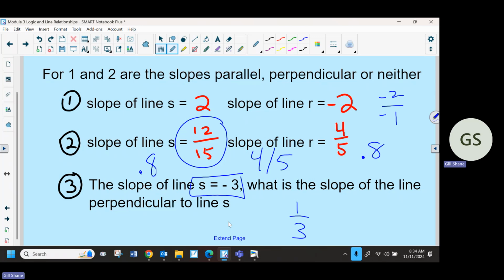All right. So again, that's the test. Multiply the two slopes. If you get -1, then you're good. That's a perpendicular slope, or they're perpendicular to each other.